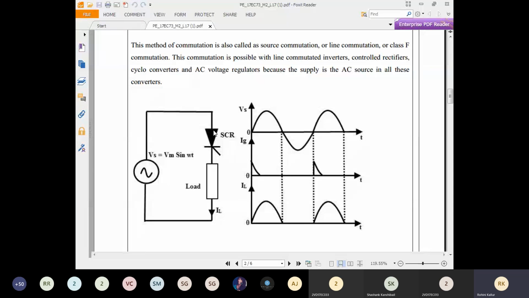Whenever there is a reverse voltage applied, junction J1 and junction J3 become reverse biased, and junction J2 is forward biased. So the conducting SCR turns off. That is natural commutation. So natural commutation is used whenever we have the supply voltage as an AC signal. But whenever we have a DC signal, at that time we will be dealing with the next one. Fine. Is it clear till here? Yes, ma'am.